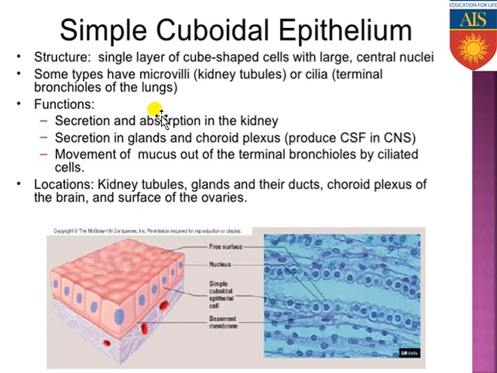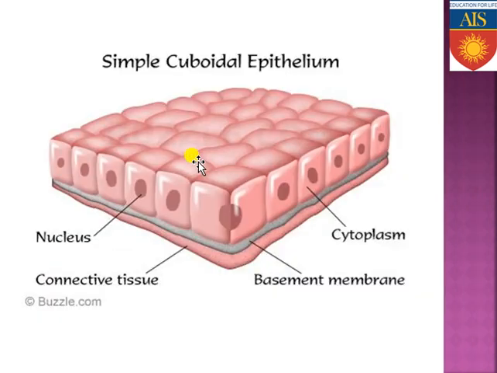So these are the locations where the cuboidal epithelial cells, or the simple cuboidal epithelial tissue, can be present. But keep it in your mind, wherever they are present, their function will be secretion and absorption. Their function will also be secretion of the gland from the choroid plexus, as well as the movement of the mucus out of the terminal bronchiole of the lung.